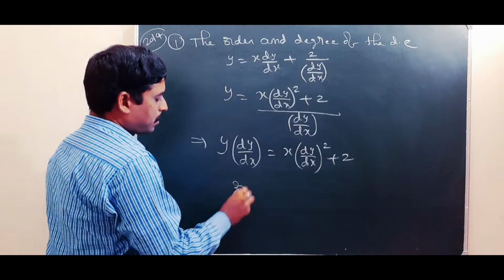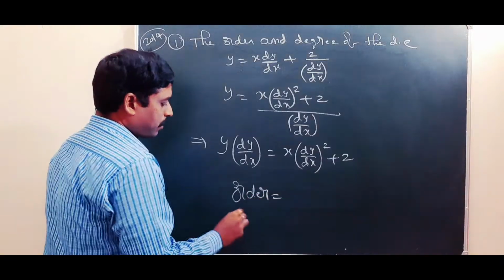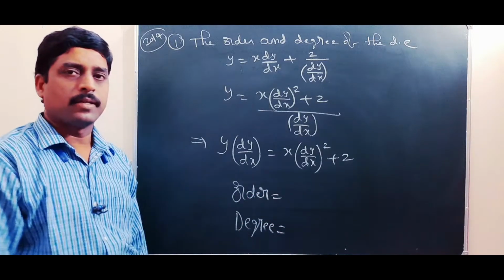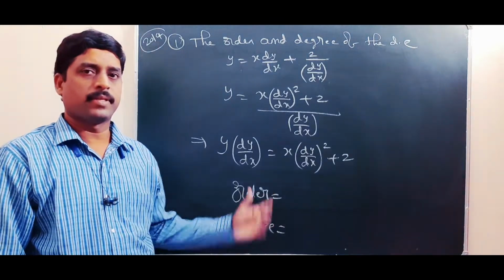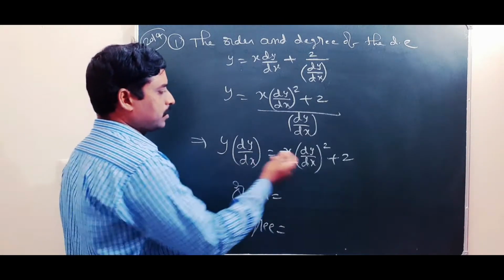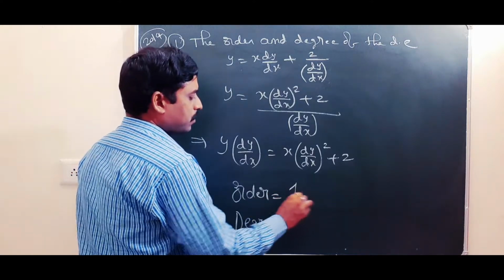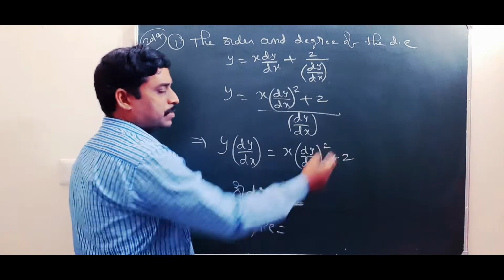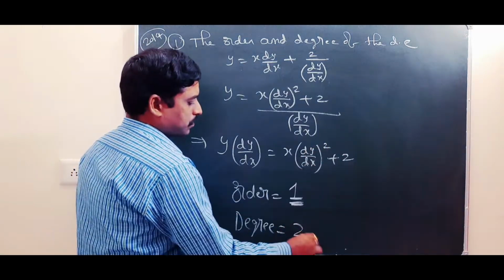So now let me explain order as well as degree. What is the order? The highest derivative of the differential equation. In this, the highest derivative is dy by dx, so order is equal to 1. Degree is the power of the highest derivative. The exponent of the highest derivative is 2, so degree is 2.